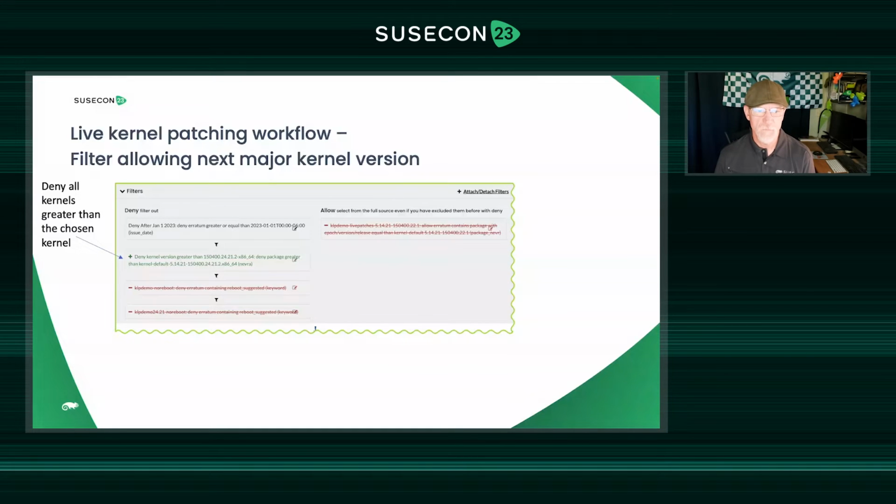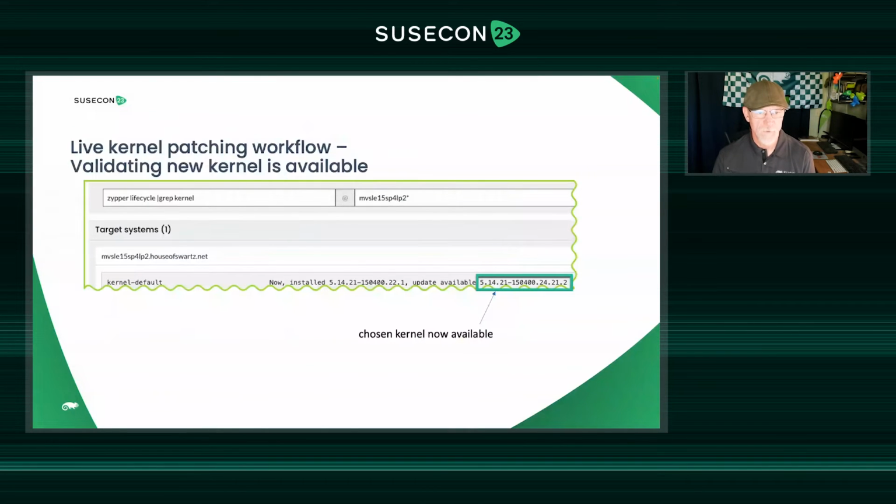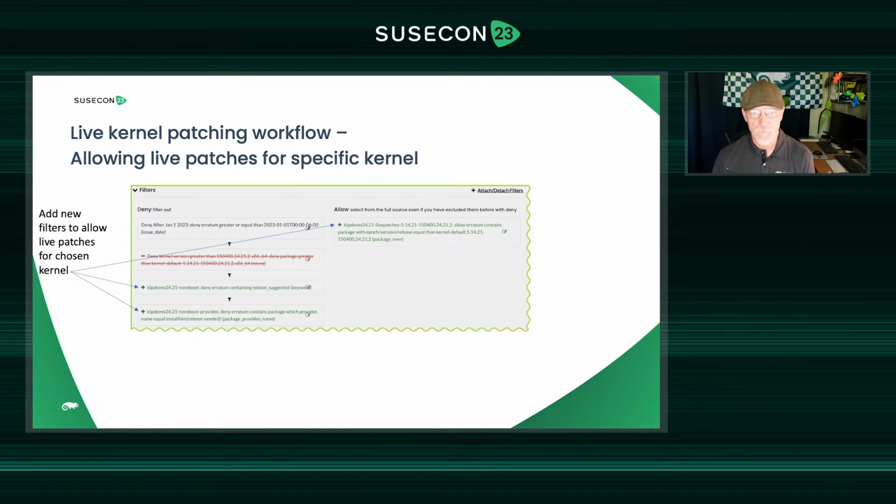So we've picked that kernel. We've created a rule that says deny anything greater than that specific kernel. And once we've done that and applied that to our systems, we can see now in this example here, there's my kernel that's available now to be installed. This is what's currently installed, 22.1, that original GA kernel. But now I've got the 24.21 kernel allowed to install. So then this system, I would apply that update. It would reboot the box.